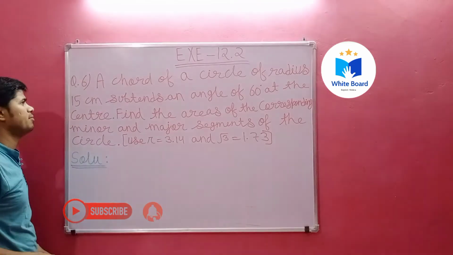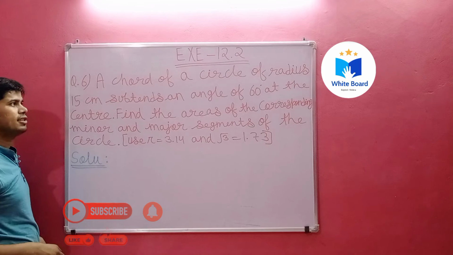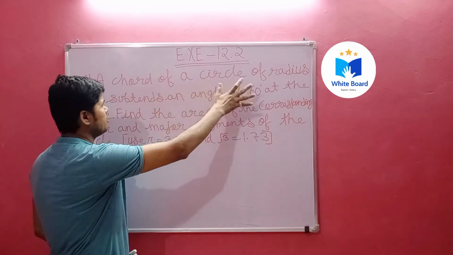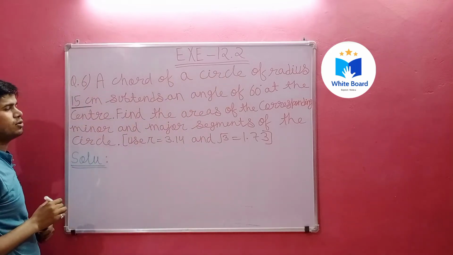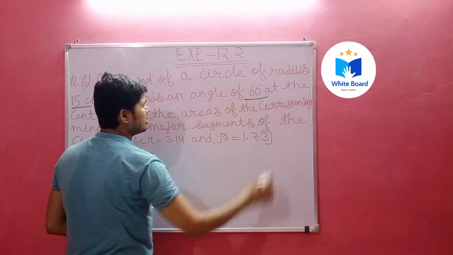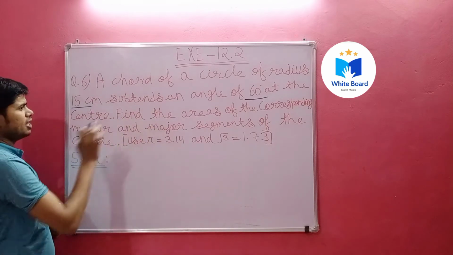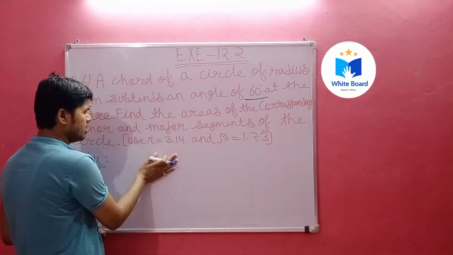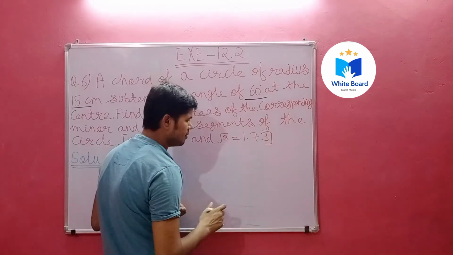Last class we did question number 5 of exercise 12.2. Today we will do question number 6 of the same exercise. What does question number 6 say? A chord of a circle of radius 15 cm subtends an angle of 60 degrees at the center of the circle. Find the area of the corresponding minor and major segment of the circle. We have to use pi equal to 3.14 and root 3 equal to 1.73.